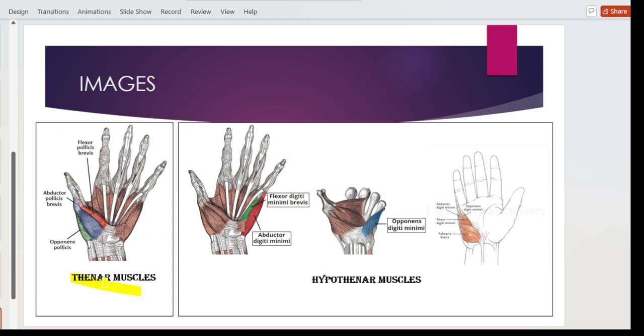Now let's identify these muscles. Thenar muscles: opponens pollicis is the deeper one. Adductor doesn't form the prominent part. We are left with flexor and abductor. As the name suggests, abductor is the outer one, so abductor pollicis brevis is the outer one, and flexor pollicis brevis is the inner one. Opponens pollicis is the deeper one.